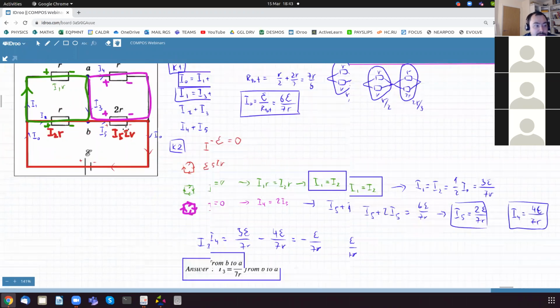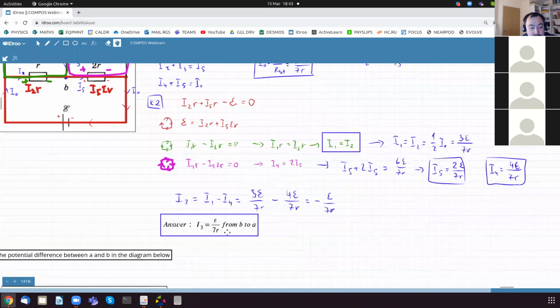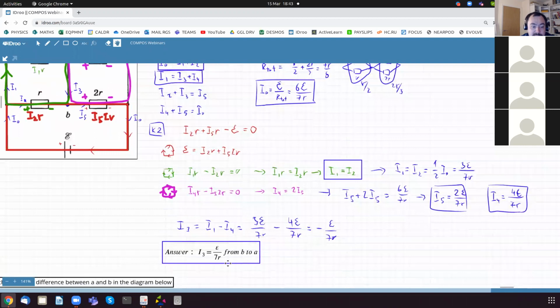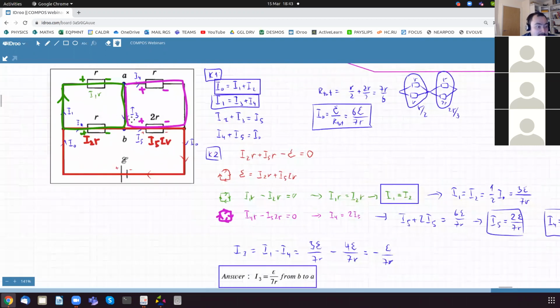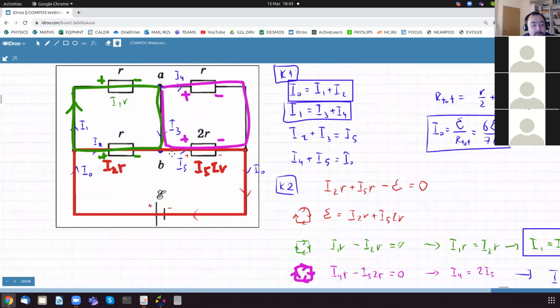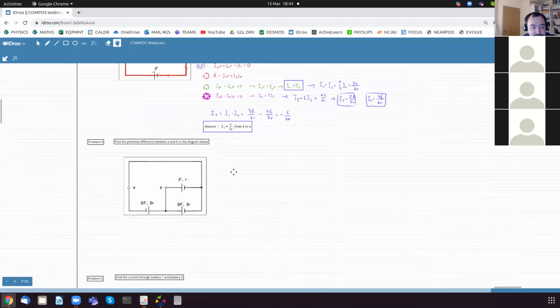I just need to reverse the direction. Well, my assumed direction was wrong. The answer is still going to be positive. I just need to specify that it goes upwards, not downwards. And initially, if you remember, I said that it's probably going to go upwards because this is a bigger resistor than this. Therefore, the current would steer away from here. Okay, moving on.